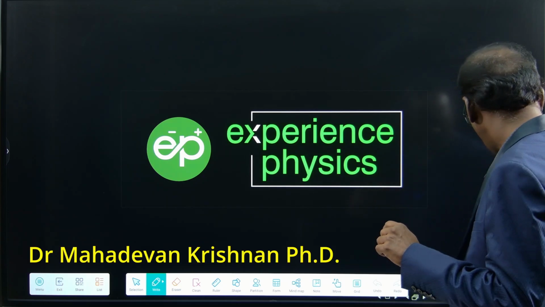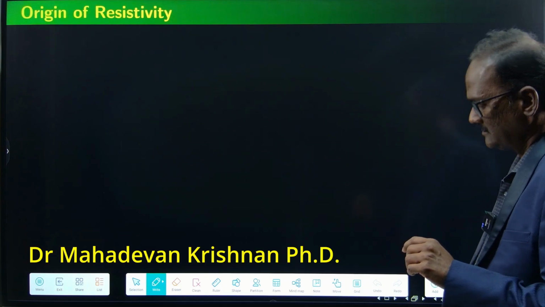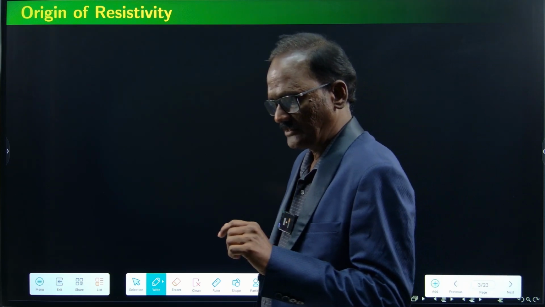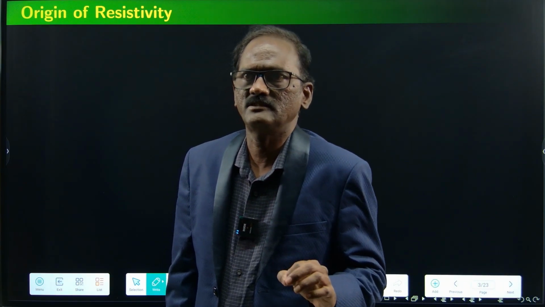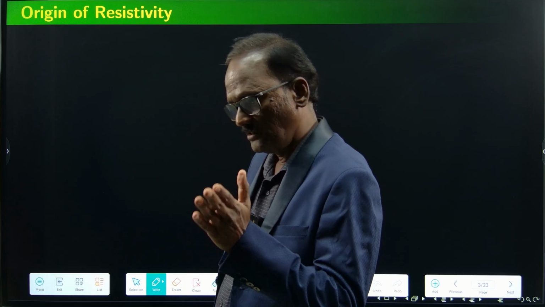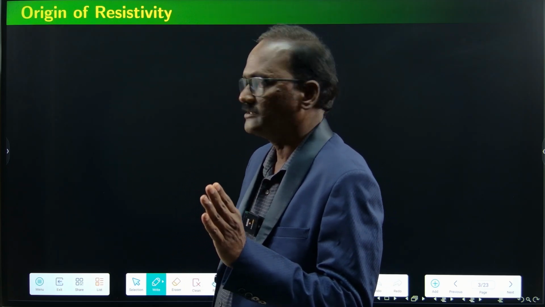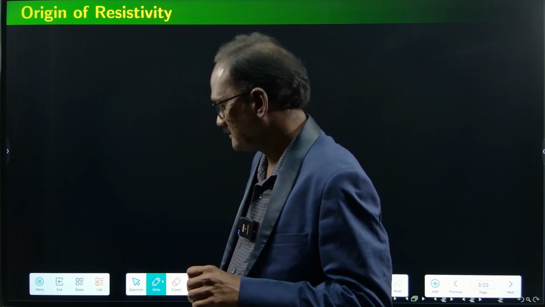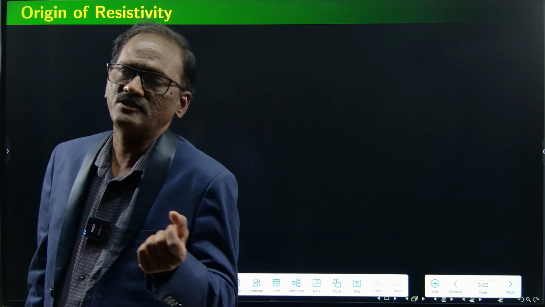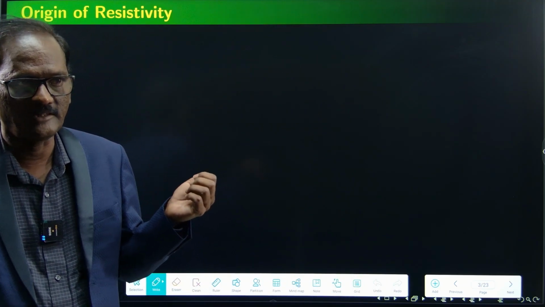So in this class we are going to discuss the origin of resistivity. Not only resistivity, the origin of resistance and resistivity. First we will see the resistance, where it started, how it arrived, then the resistivity, right? There is a small difference between resistance and resistivity, we will discuss, right?